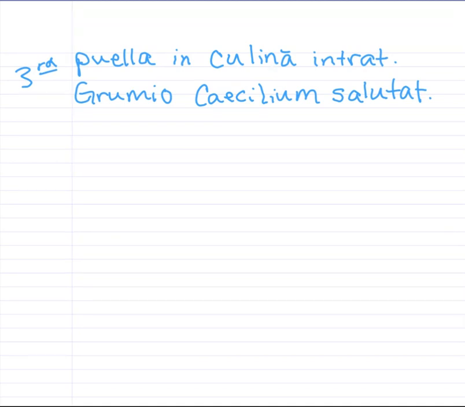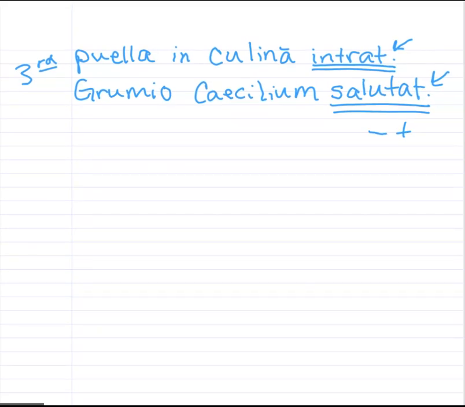So let's go ahead and take a look at these third person sentences that we've had. We had puella in culina intrat. I look at my verb and I see intrat ends with a T. Well, let's go to the second one. Grumio Caecilium salutat. I see that salutat is my verb and my ending is a T. It is a hard and fast rule that any verb in the third person is going to end with the letter T. So even if the subject is not given, we know that the subject is going to be a he, a she, or an it.